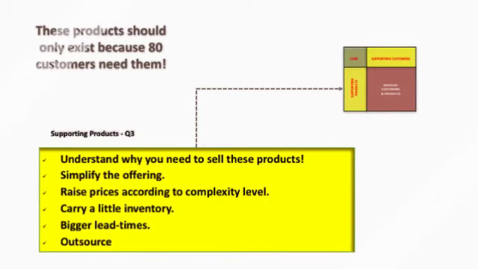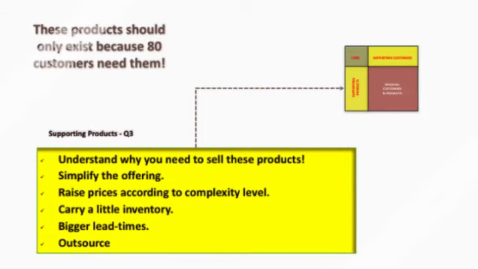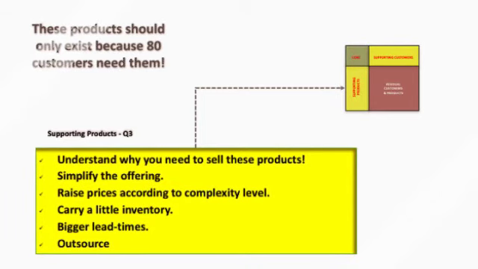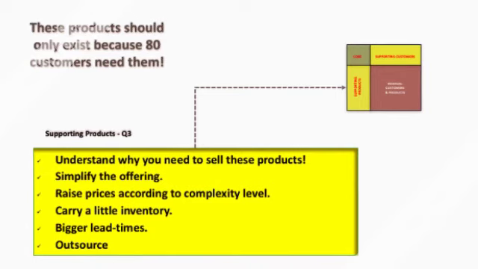Now, quadrant 3 is where you have your supporting products. They should exist primarily because the 80 customers need them. There are several things you can do here. One, you need to understand why you have all these products. Simplify your offering. Raise prices according to complexity levels. Carry a little inventory. Provide bigger lead times if the customer wants to buy a real low volume product. Outsource more.